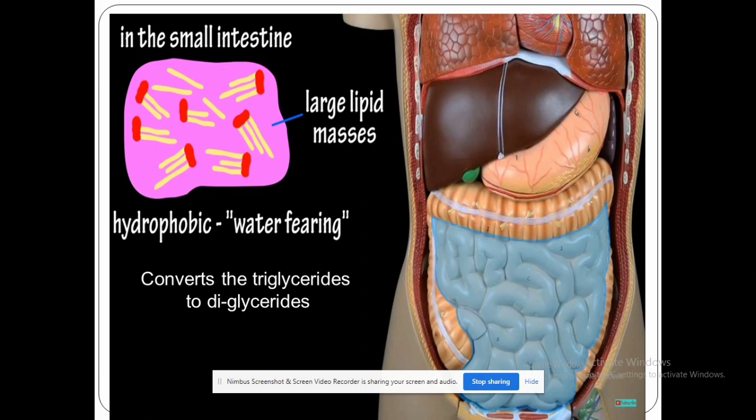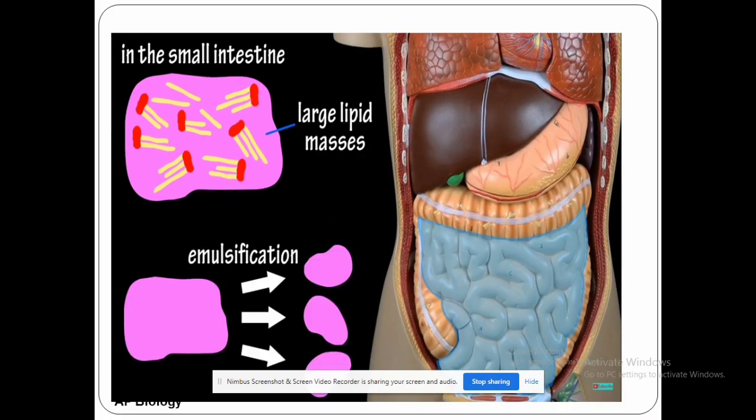This large droplet will be converted into the small droplet with the help of bile salts. The process of emulsification.